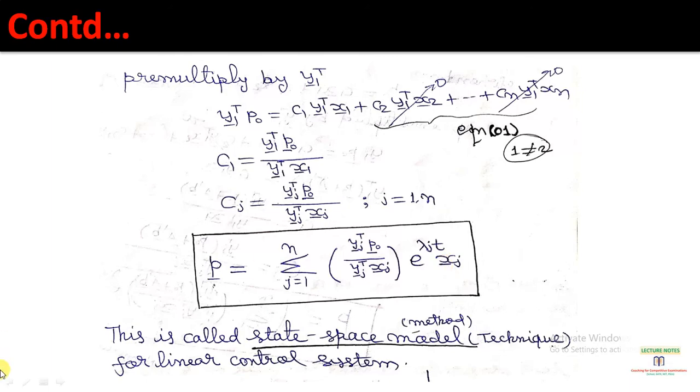So this we had to prove, and we have proved. This is the solution of a set of linear ordinary differential equations. This is called the state space model or technique for linear control systems. Thank you.